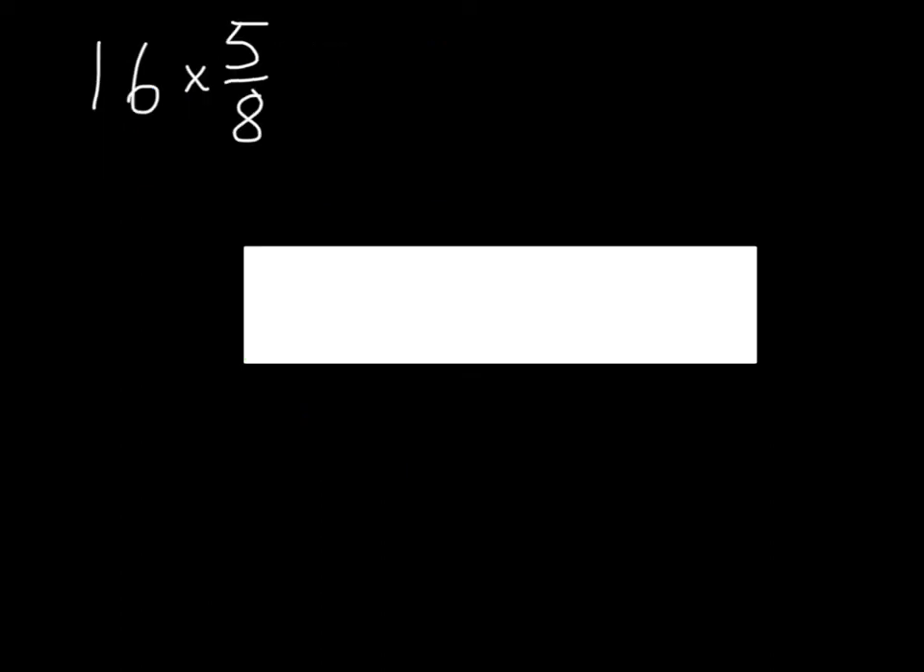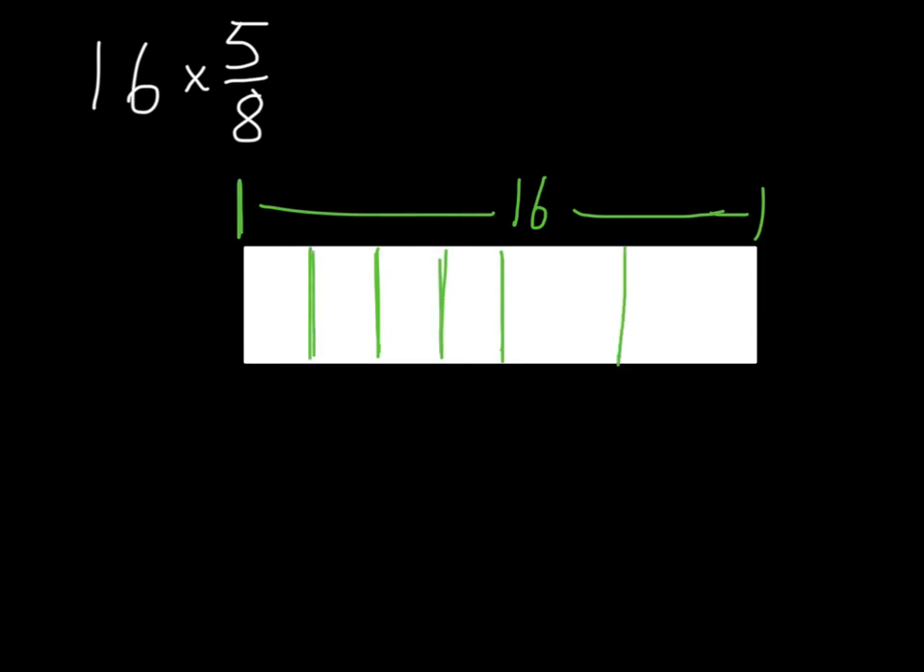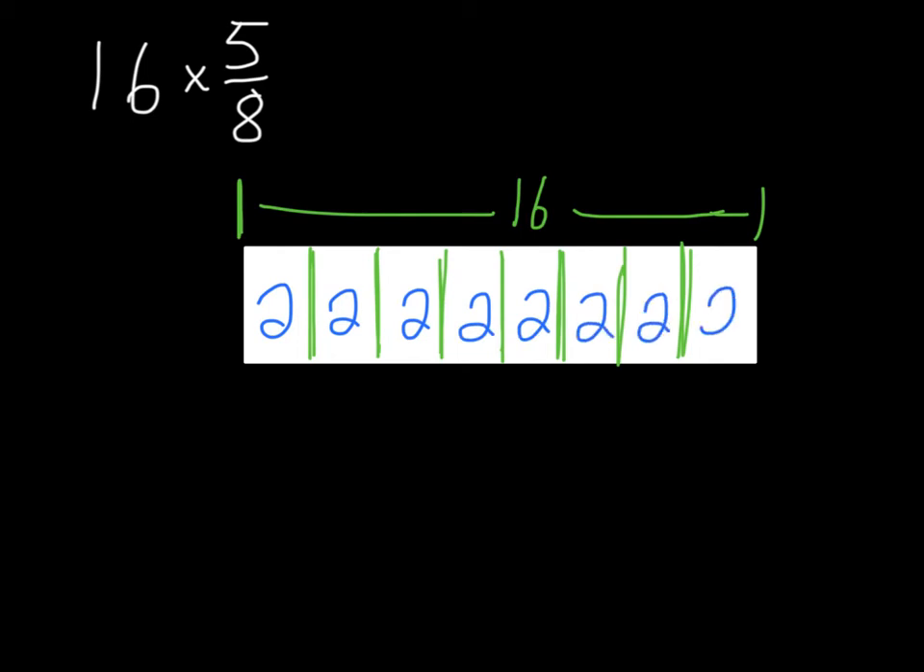Let's take a look at another one. 16 times 5/8. So again, the whole amount is my 16. And I want to chop it up into pieces. This time I'm looking for 5 out of the 8 pieces. So that means I need to chop it up into 8 pieces. So I do it as evenly as I can. And then I think about what I would get if I divided 16 up into 8 parts. 16 divided by 8 gives me 2. So each one of these pieces represents an amount of 2.